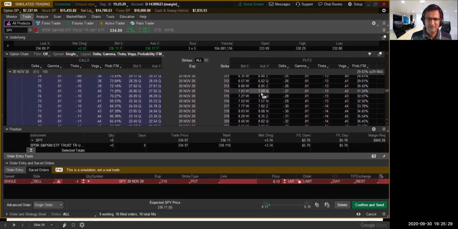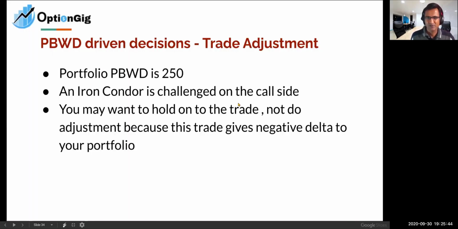As long as you're comfortable with it, fine. Go ahead and do it. Just look at it before you click confirm or send. Put an overlay, or just think about it: I'm adding more deltas to my portfolio. What's my portfolio PBWD currently?